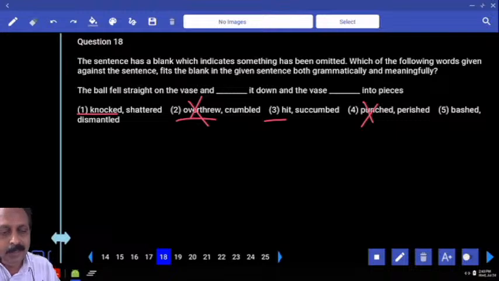But here, the ball fell straight on the vase and knocked it down, and the vase shattered into pieces. Right word or wrong word? Shatter means to be broken into pieces. Answer is the first option.